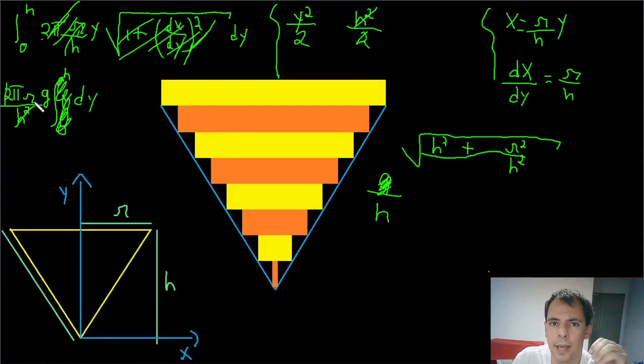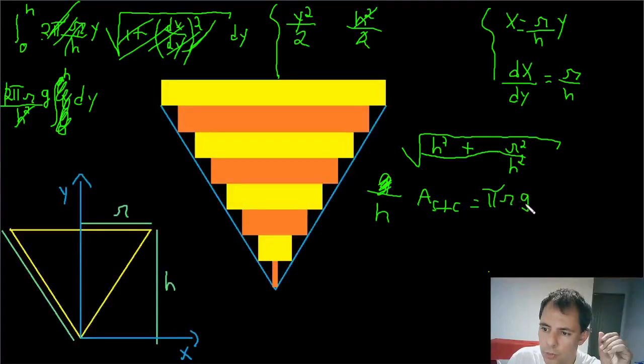And pi rg is the lateral surface area of a right cone. Only of a right cone. If the cone is not right, then the surface area is going to be larger. Even though the volume is not going to change, the surface area is going to be larger. So the surface area of a right cone equals pi rg, where g is the square root of h squared plus r squared. And that's it.